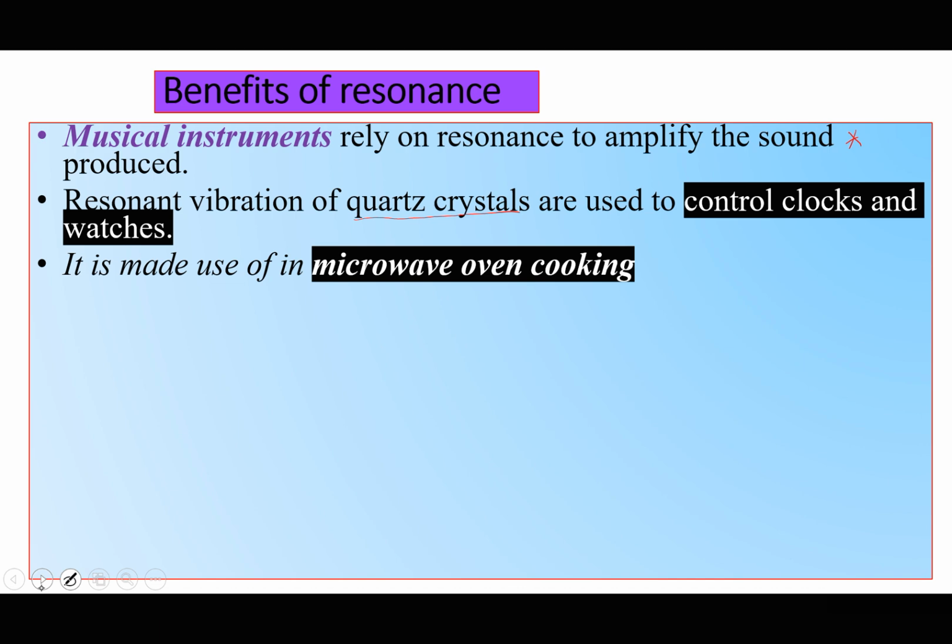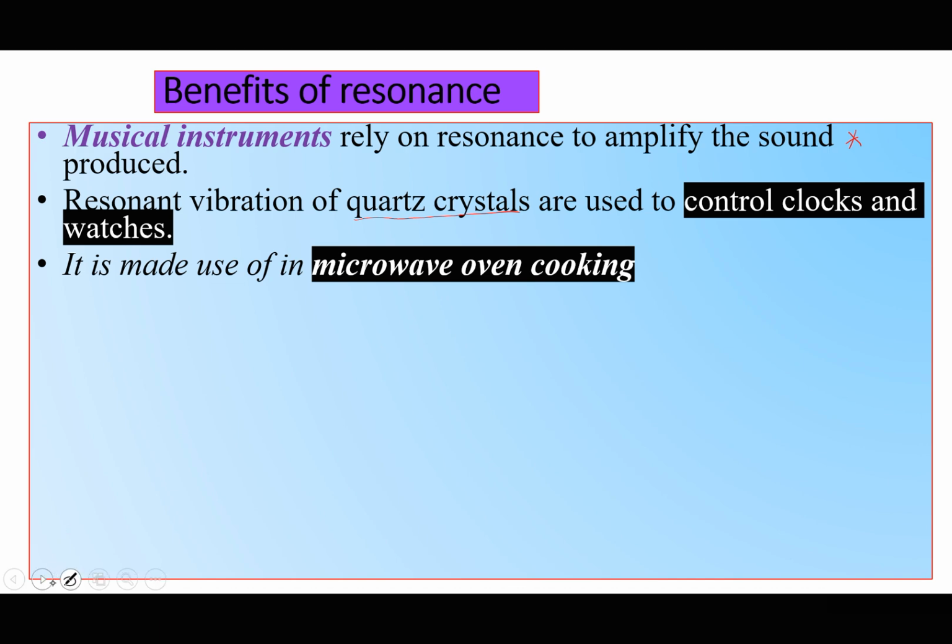So what happens is that the water molecules in the food are forced to vibrate and they absorb energy of the microwave radiation. So the microwave is the driver, the water molecules is the resonating system. When resonance occurs, the water gets hotter and absorbs energy which spreads through the food and cooks or heats it up. That is the application of resonance in microwave oven cooking or warming up of food.